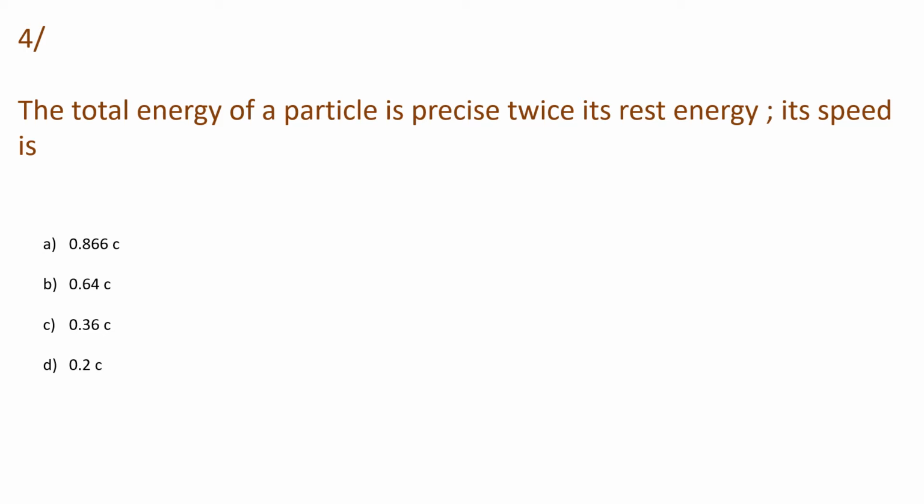The total energy of a particle is precisely twice its rest energy, its speed is. And the options are 0.866 c, 0.64 c, 0.36 c, or 0.2 c. So let's see what will be its answer.